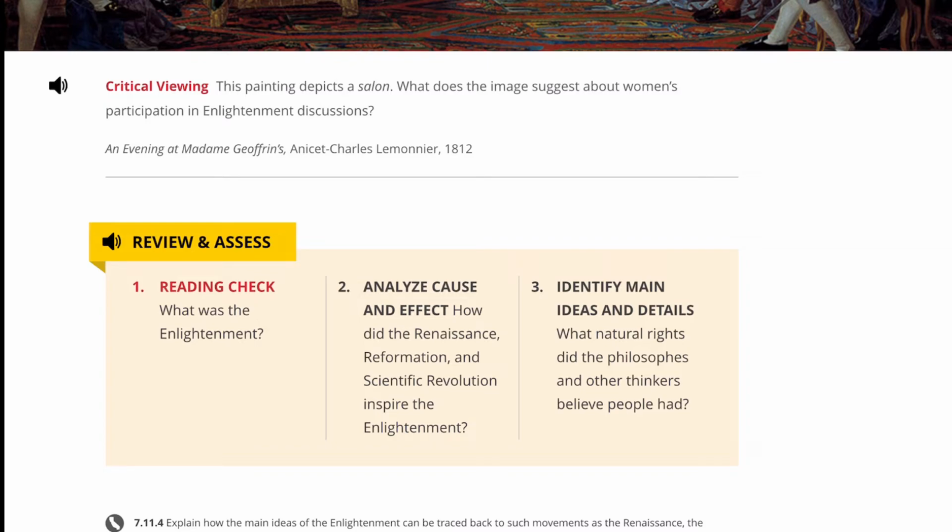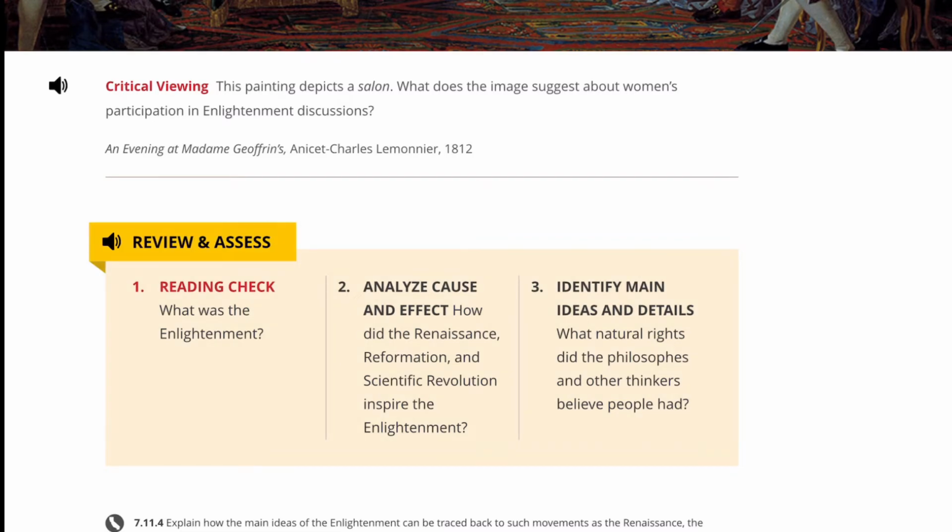Okay, so let's go to the review and assess questions. For number one, reading check: What was the Enlightenment? And number two, analyze cause and effect: How did the Renaissance, rebirth of classical thinking of the Greeks and the Romans, and Reformation, the challenging of the authority of the church, and scientific revolution, the challenging of old ways of thinking in science, inspire the Enlightenment in general? And number three, identify main ideas and details: What natural rights did the philosophers and other thinkers believe people had?